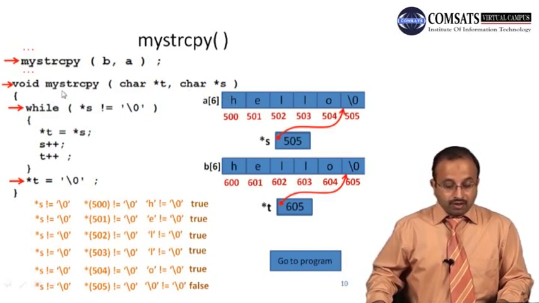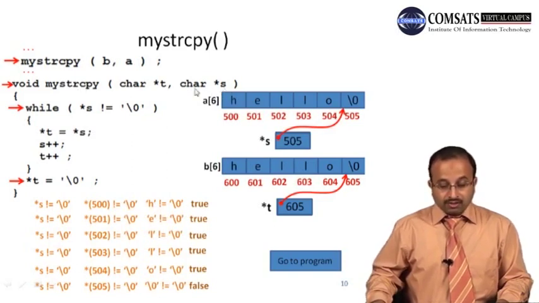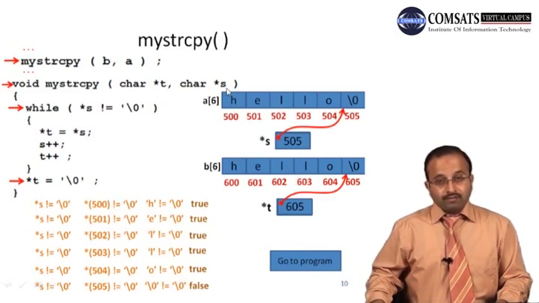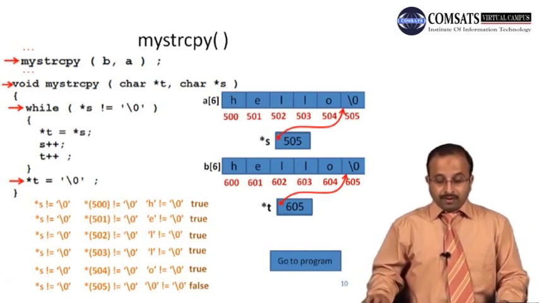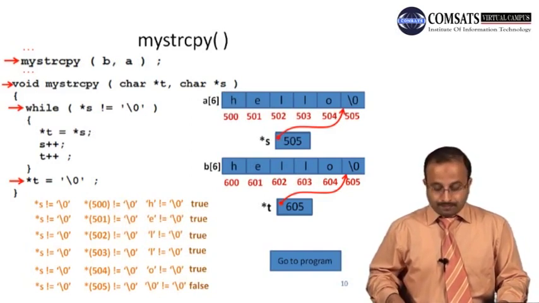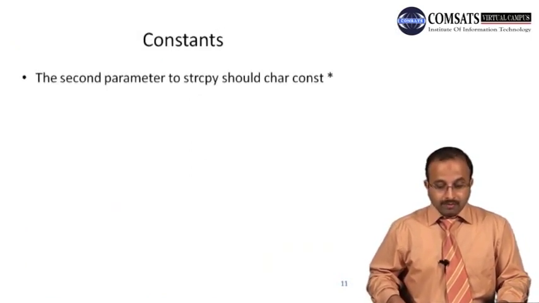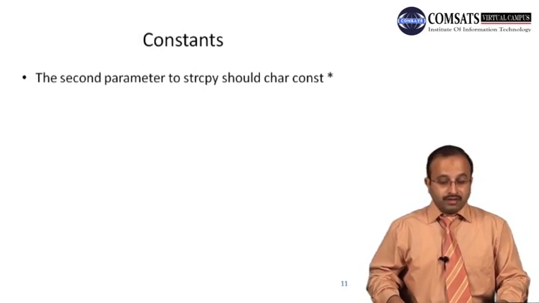This function, myStringCopy, you have to restrict so that it won't be able to write or manipulate this second parameter. It is able to write over here, and what it should write over here is the content of the source, and it shouldn't be able to modify the source. So we have to make this source constant. So the second parameter to string copy should be character constant.